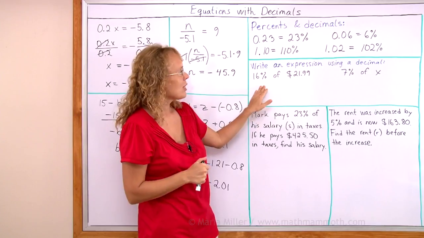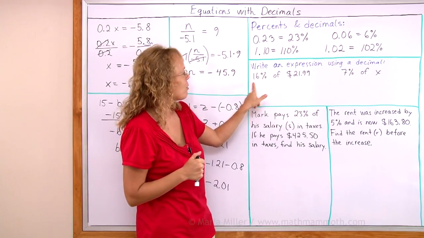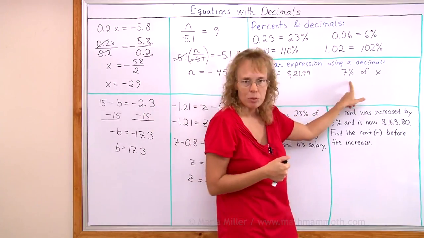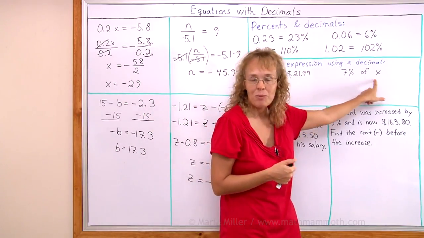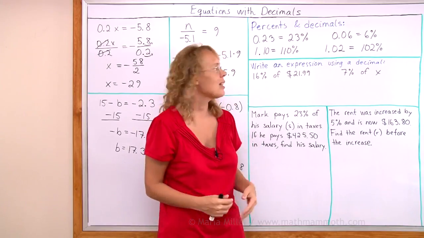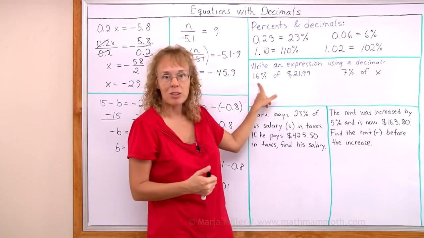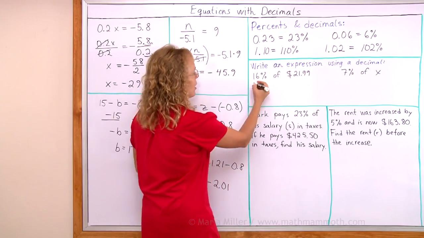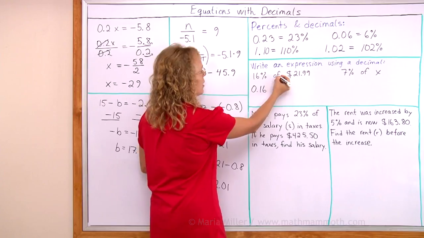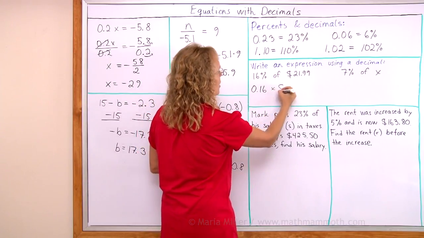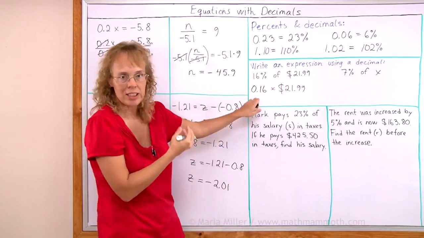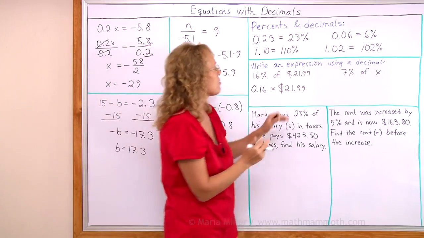Write an expression using a decimal. Okay, I have a percentage, an "of", and some quantity, or a percentage of an unknown. This "of" translates into multiplication. It's as simple as that. And then of course this we will write using a decimal. So 16% is just 0.16, 16 hundredths, and this is now multiplication, and then I just write that. And that's what we were asked to do, just write an expression. There's no need to calculate this for now.